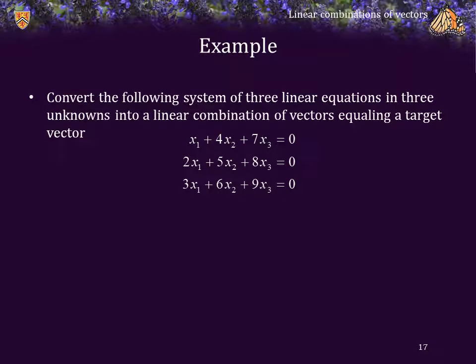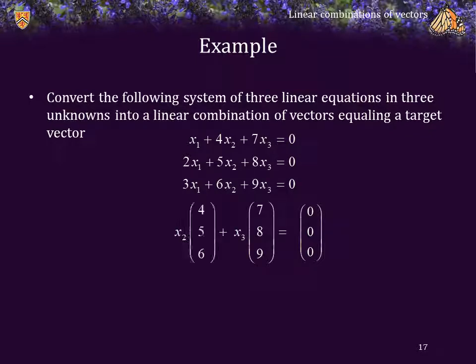As another example, convert the following system of 3 linear equations in 3 unknowns into a linear combination of vectors equaling a target vector. Now, this one's a little bit more interesting because the target vector is the 0 vector. The vector that is multiplied by x3 is 7, 8, 9. The vector multiplied by x2 is 4, 5, 6. And the vector multiplied by x1 is 1, 2, 3.